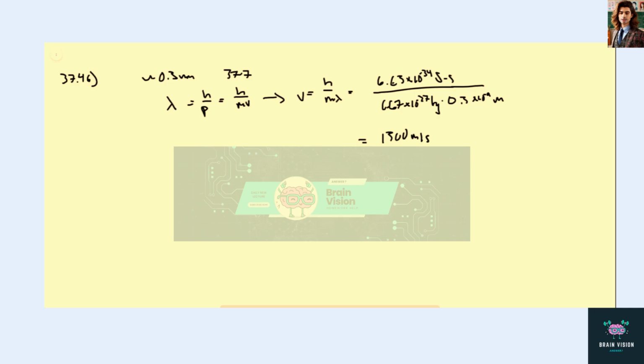per second. So this is very far away from being relativistic, so we know our approximation is good, and this is probably the speed needed to be used.